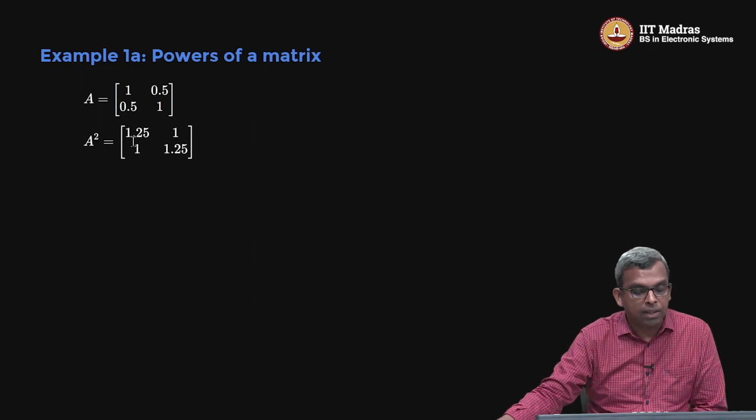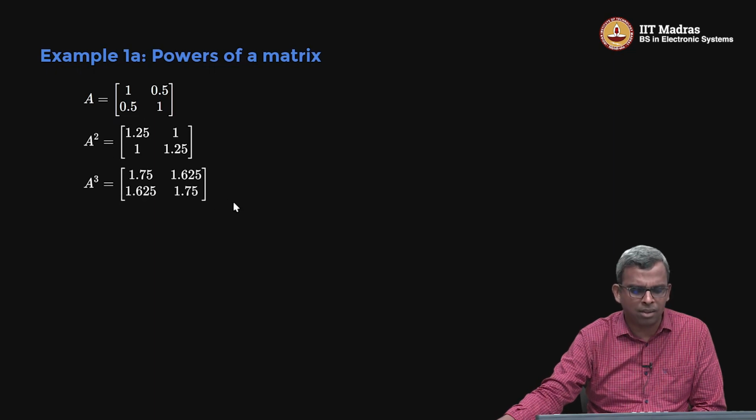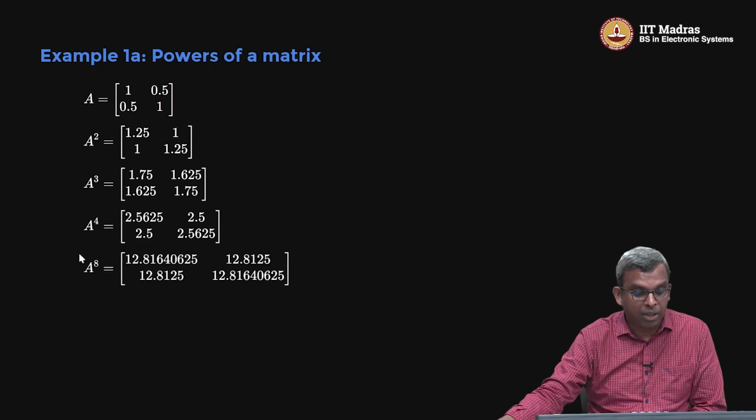Okay. So, A squared is this, A cubed is this. Okay, so you see what is going on here. I am just multiplying this numerically to get these answers. A power 4 is this. A power 8, if you keep multiplying again and again, you get this. Do you notice what is happening here? The entries are blowing up, but they are all becoming close to each other.